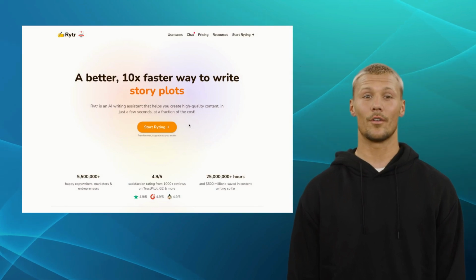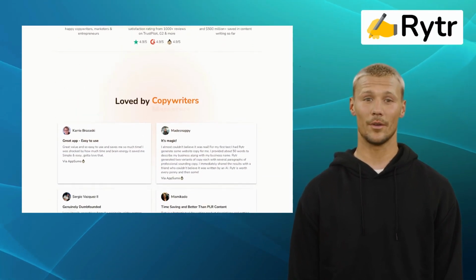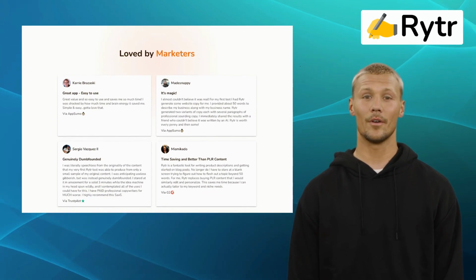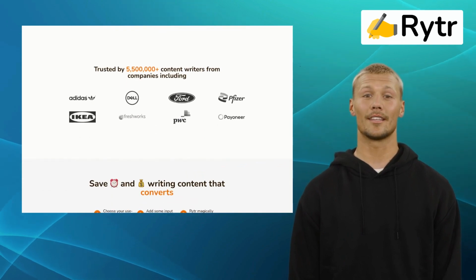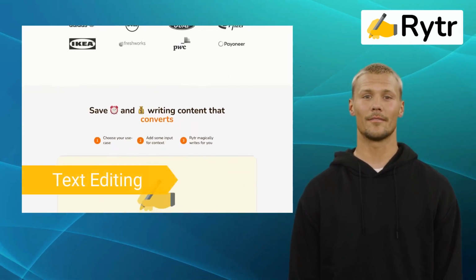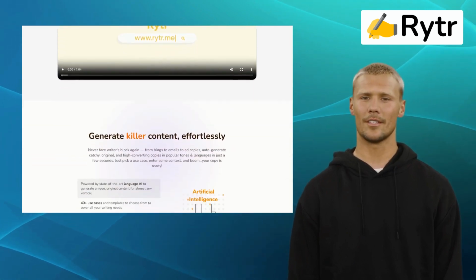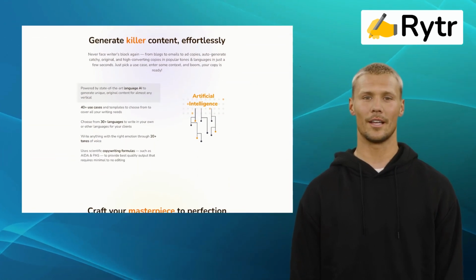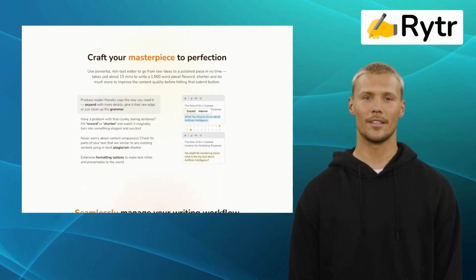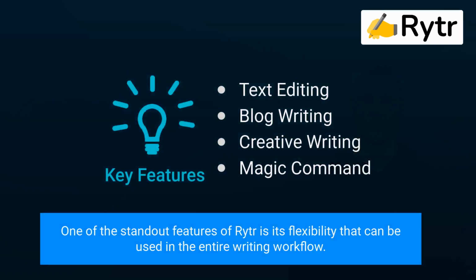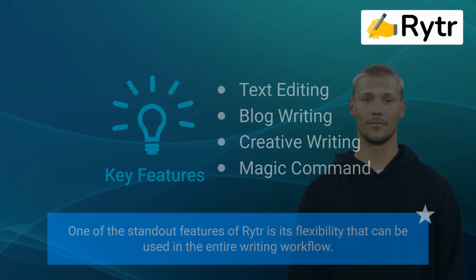Moving on to our third alternative, we have Rytr. Rytr is an AI writing assistant that helps you generate various types of content, including blog posts, social media captions, and even scripts. It is endowed with many features like text editing, blog writing, creative writing, and magic command. With its extensive language support and creative writing capabilities, Rytr is an excellent choice for businesses seeking assistance with content creation. One of the standout features of Rytr is its flexibility, as it can be used in the entire writing workflow.